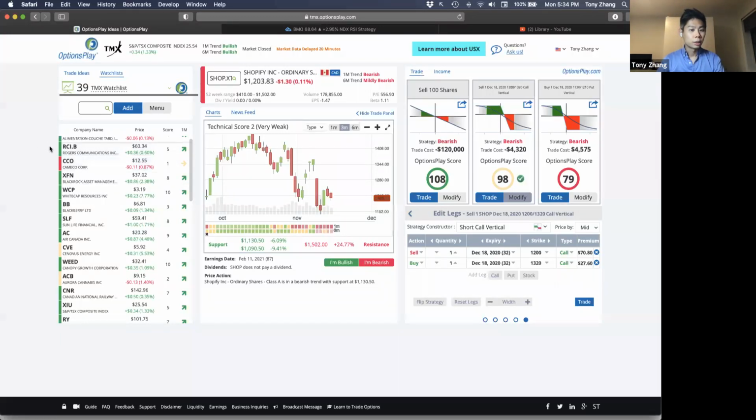Can you choose your strikes in the spreads? Yeah, you can choose your strikes all the time, no matter what strategy you're choosing. You always have control over the strikes.